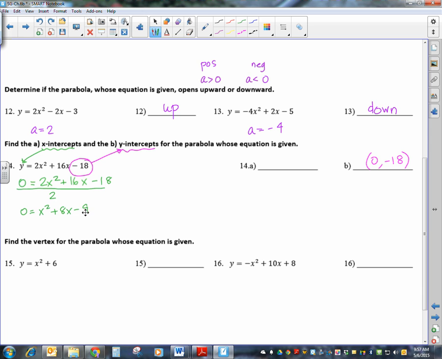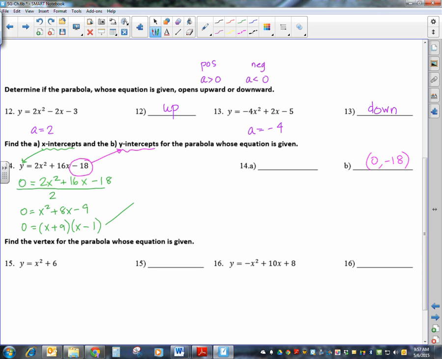Okay, are there any factors of 9 that subtract to give me 8? There are. 0 equals (x + 9)(x - 1). Okay, I went through that factoring quickly. If you need some help or review or help understanding, please pause and come see me. I'm trying to get through it a little quicker here.